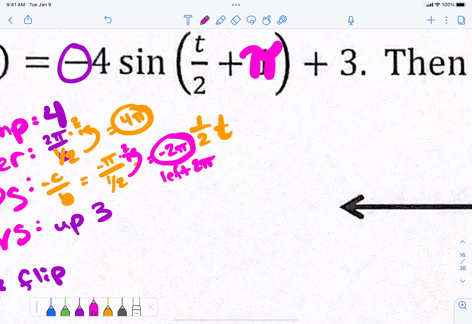Left 2 pi. Okay, there we go. He's going to the left 2 pi. All right, so this is the trickiest part. All right, we've got it all figured out. We've got it all labeled out.